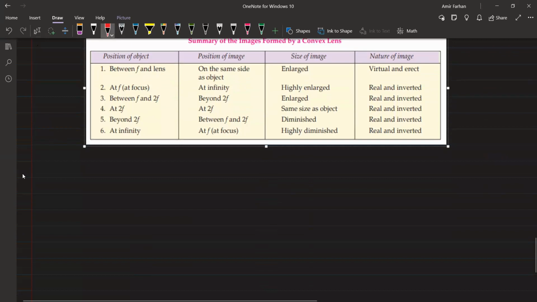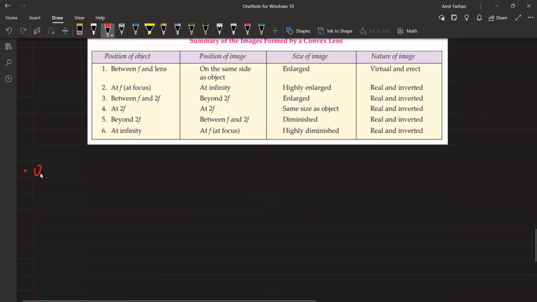Now let's understand the uses of the convex lens. Where do we use the convex lens in real life? Sometimes this is a 2-marker question that comes in the exams. First of all, the convex lens is used in spectacles to correct the eye defect called hypermetropia. Hypermetropia is the eye defect in which we cannot see near objects clearly, so this lens is used to correct that defect.